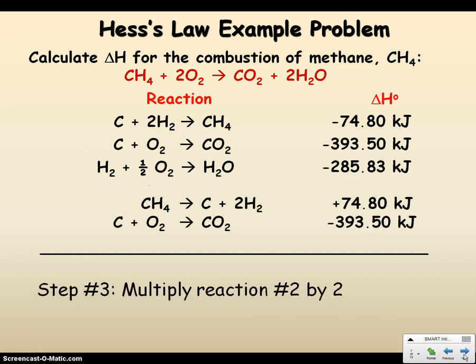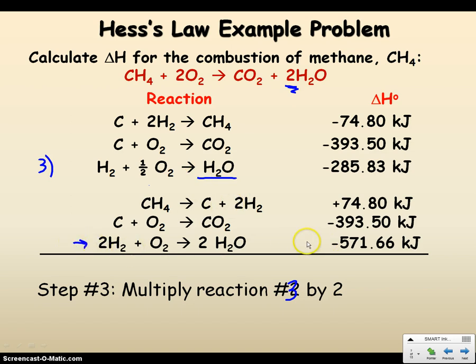Third thing, I'm going to multiply reaction number 2 by 2. Not reaction number 2, reaction number 3. Change this. Reaction number 3. I'm going to multiply reaction number 3 through by 2. Why? Well, if you look at my coefficient of my equation, I need 2 waters. So how do I get 2 waters here? I'm going to multiply everything through by 2. Also notice what happens to my delta H value. If I multiply the reaction through by 2, I also have to multiply my delta H value by 2.